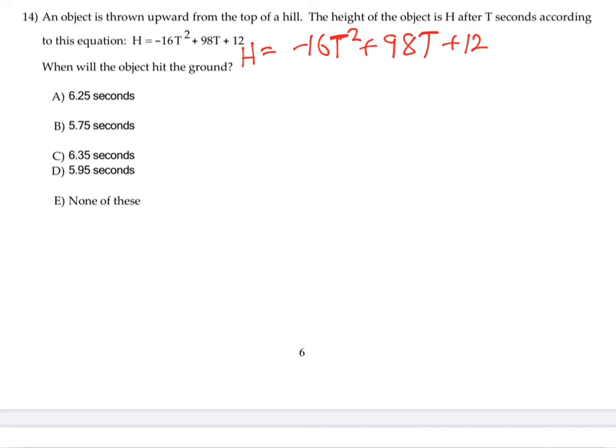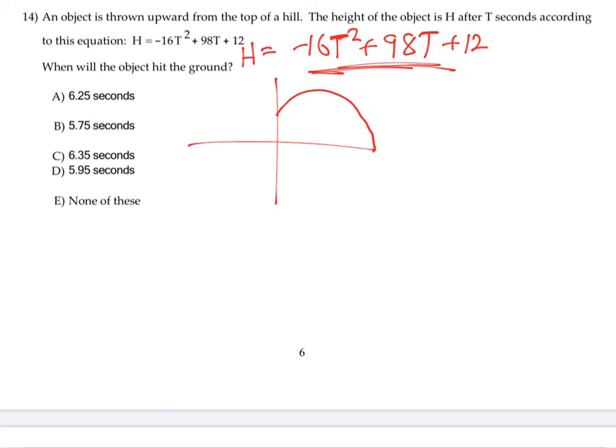Got a plan? I can't exactly remember the name of it, but the -b plus or minus the square root of... Well, let's think about what it means for an object to hit the ground. What kind of graph is this? x squared means it's a U-shaped graph. T squared, x squared, same thing. Is it a U going up or a U going down? Down, because it's negative in the front. And that makes sense: when you throw a ball or anything, it goes like an upside down U shape.